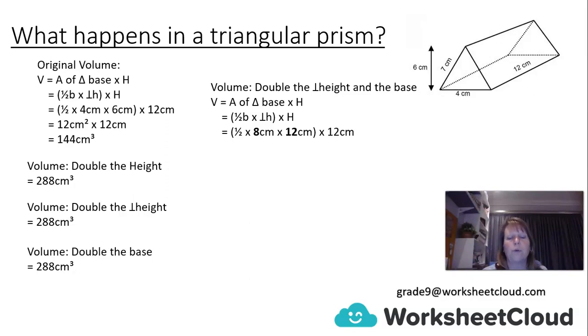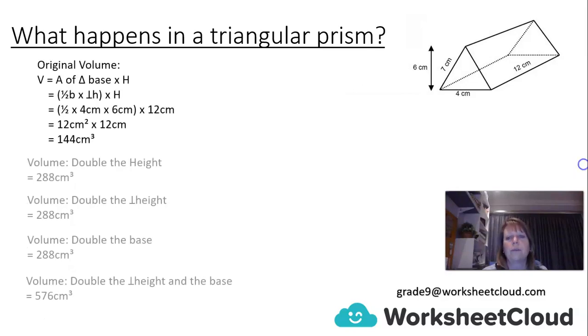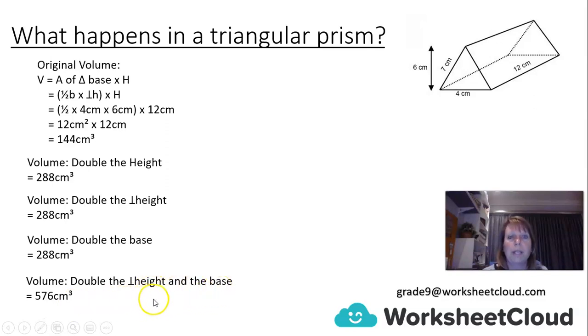So half of 8 is 4. 4 times 12 is 48. Times by the 12 gives me 576 centimeters cubed. Okay, everybody happy? Right, now here's the original volume again. There we have double the height, double the perpendicular height, double the base, and now we've added on the new volume, which is the perpendicular height and the base.